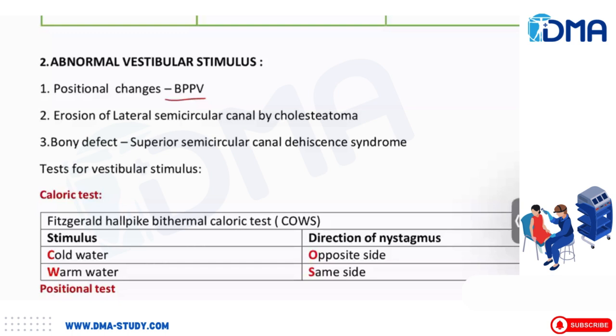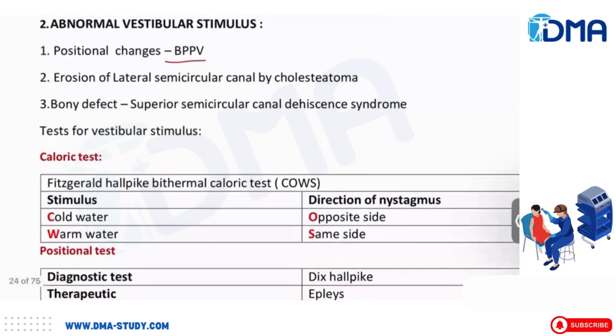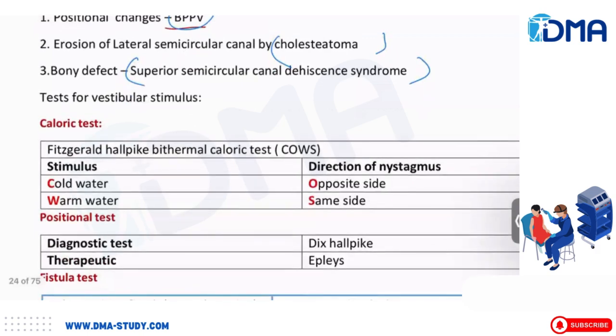Okay, fine. So what are the diseases? I have told you: BPPV, cholesteatoma, and superior semicircular canal dehiscence syndrome. Now, how are we going to test the vestibular stimulus? By caloric test. The Fitzgerald-Hallpike bithermal caloric test is the first test. When you irrigate cold water, nystagmus is to the opposite side. When you irrigate warm water, nystagmus is to the same side. Remember it as COWS: cold water, opposite side; warm water, same side. These are the features of the caloric test.